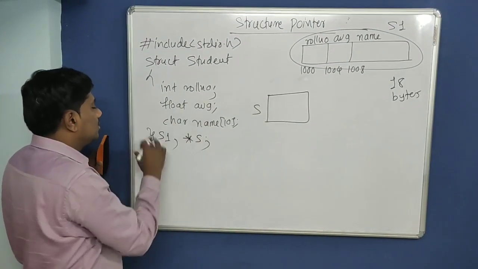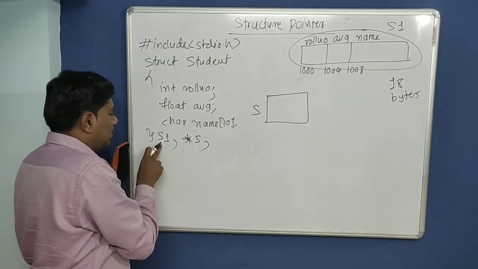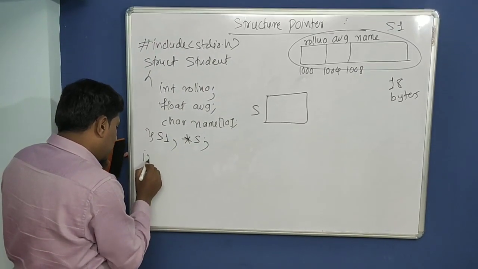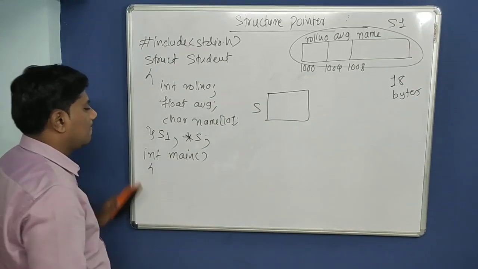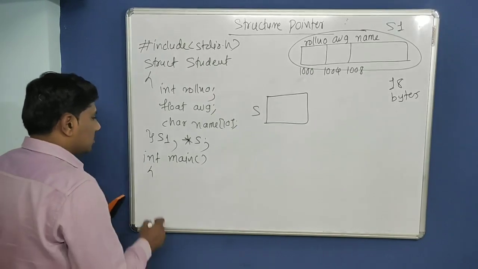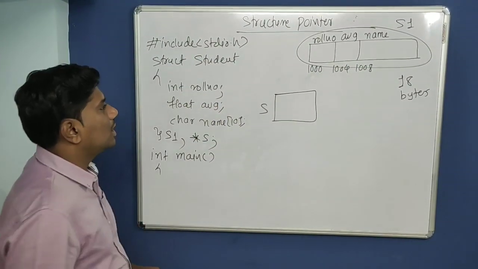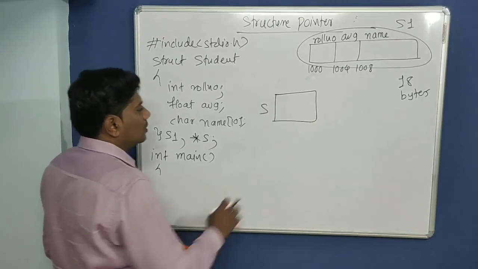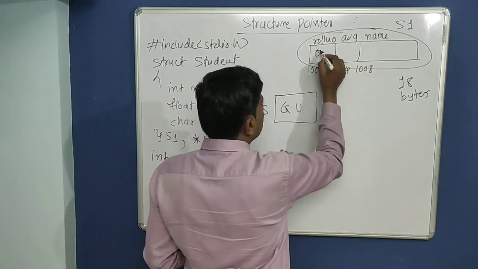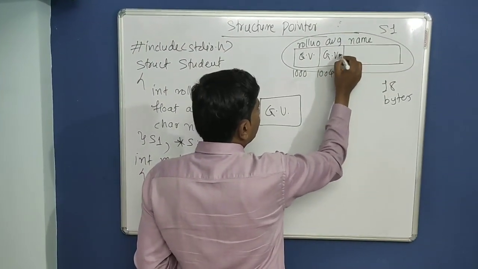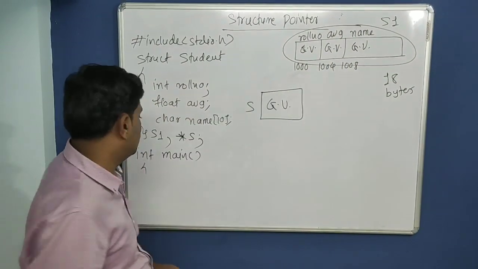Getting? So see, this is the global structure definition and then the global declaration of S1 and S. Now we'll use the main function here. Getting? Now see, I'm going to store information of this roll number, average, name. So this will be S. It will initially have a garbage value. Here also some garbage values are present. So this will be the memory structure now.